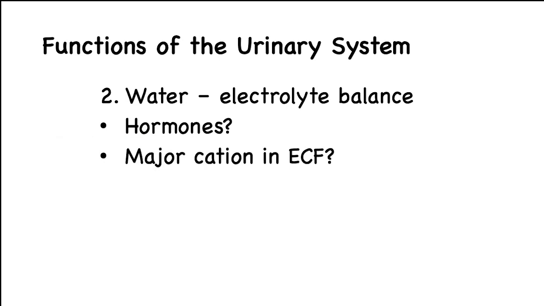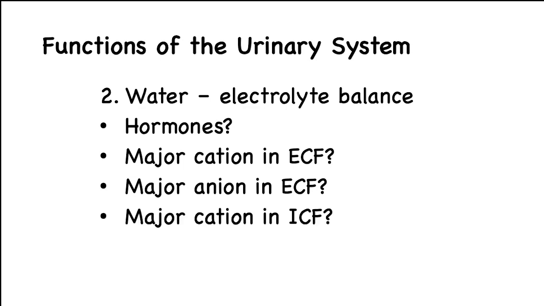The major positive ion or cation in the extracellular fluid is sodium. The main anion or negative ion in the extracellular fluid is chloride. The main cation in the intracellular fluid is potassium. Maintaining electrolyte balance in your blood is critical for cardiovascular function as well as neuromuscular function.